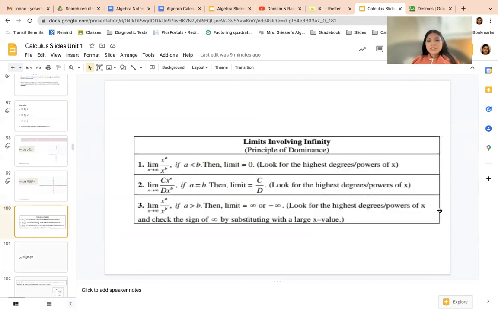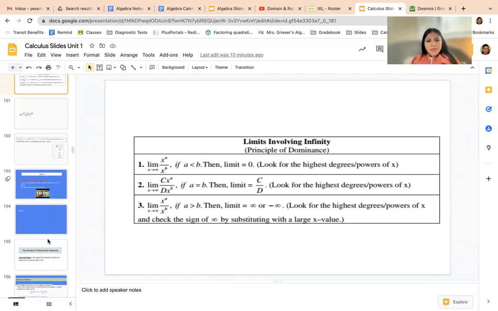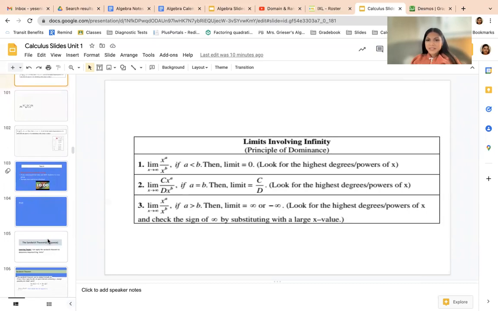Again, here are the rules, and those were the different examples that highlighted the rules. So please make sure you get them down. Pause the video and get these down, and then we'll move on to our next thing. So that's the principle of dominance.